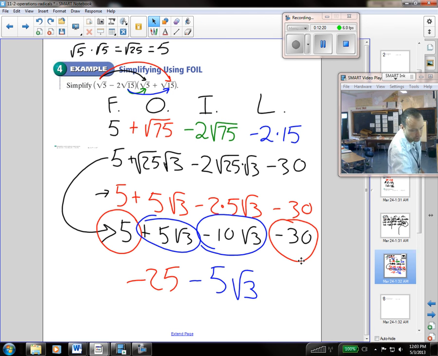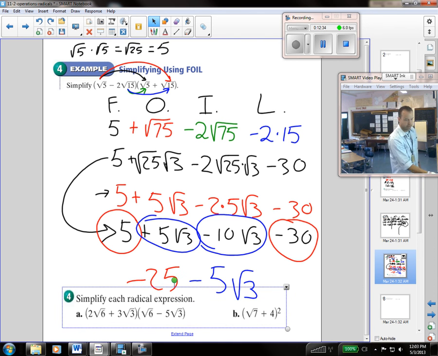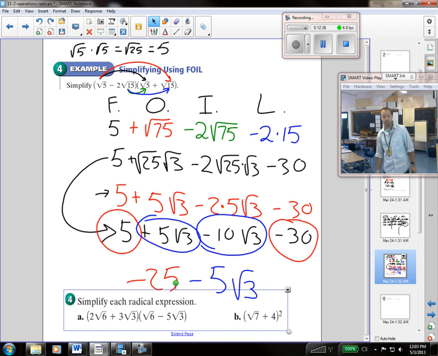We can't put those 2 terms together. This one is rational, that one is irrational. That is 5 radical 3's. This one is 25. So we are done. Okay? There's a few more problems to practice. And that will wrap up our notes when you're done with those 2.